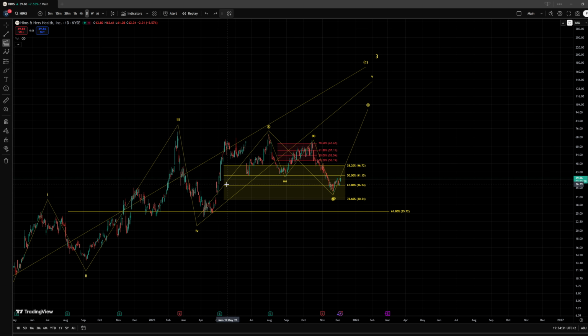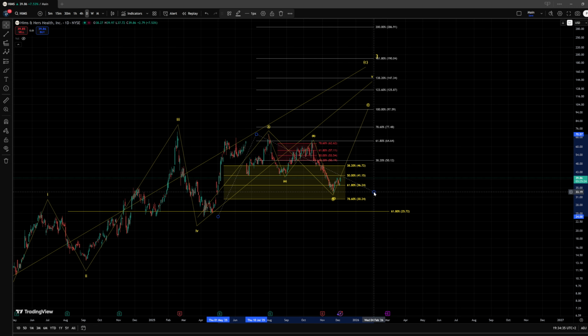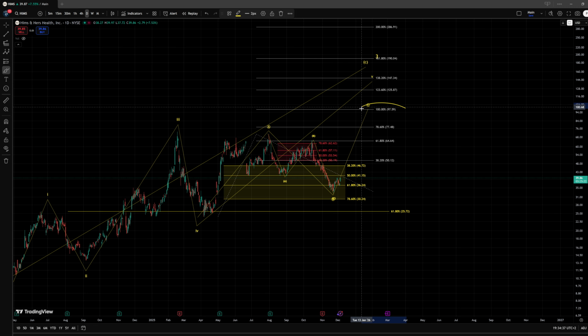And by the way, we can even look here for an ideal target for the wave C, assuming that we have bottomed in the wave B, and that would be at around the $97 level at the 100% extension of the wave A. But as I always say, we don't need to get there and we don't need to stop there.